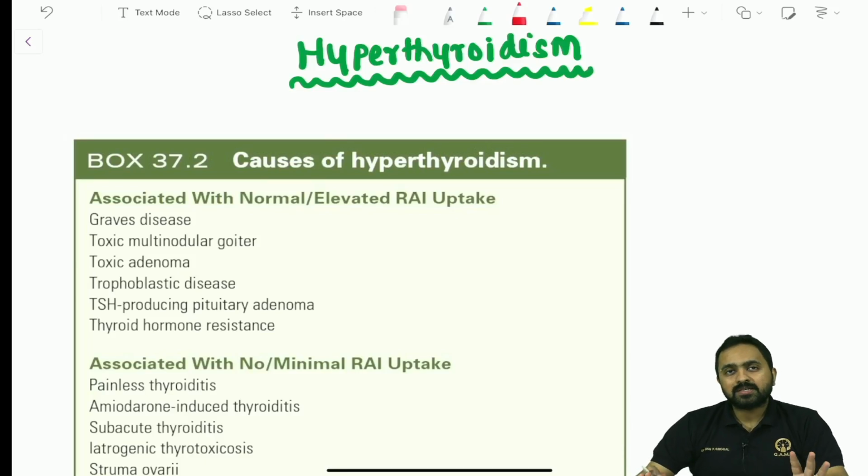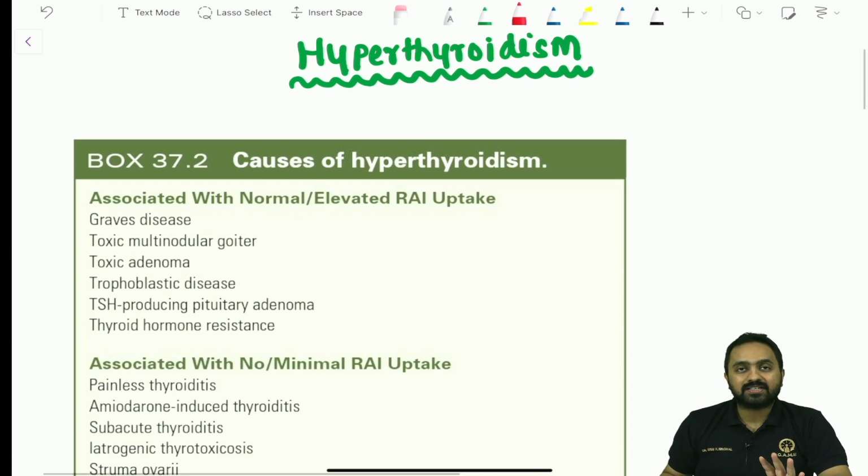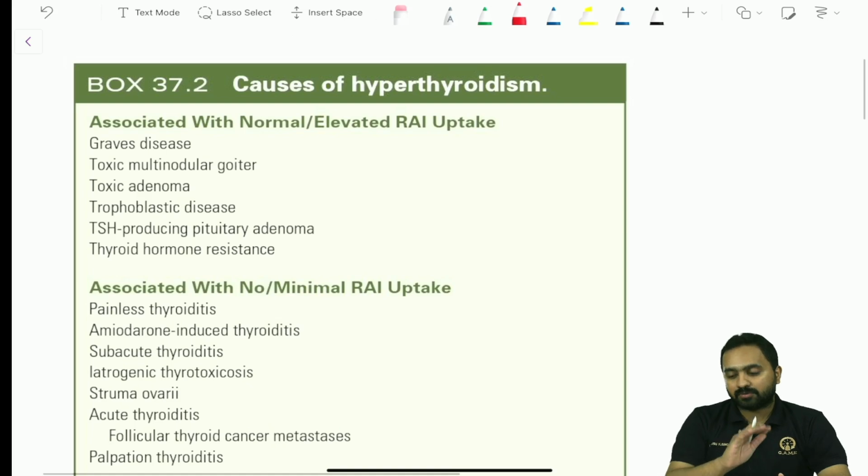Hyperthyroidism. You must have studied in detail in your medicine regarding hyperthyroidism. However, I'll be touching on some important surgical aspects of hyperthyroidism. Now, first, regarding the causes of hyperthyroidism, it can be broadly classified into two groups, as beautifully described in this table from the textbook of Sabiston.